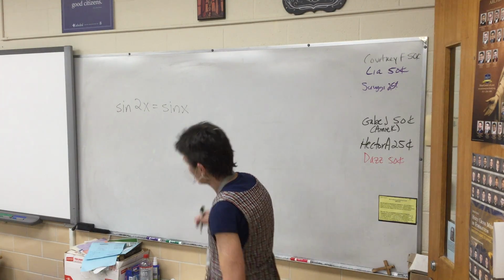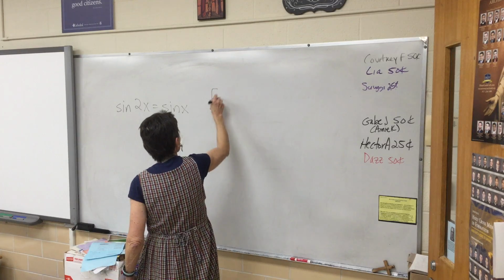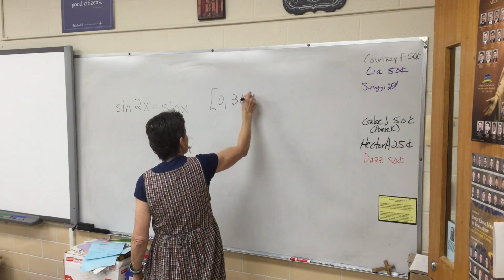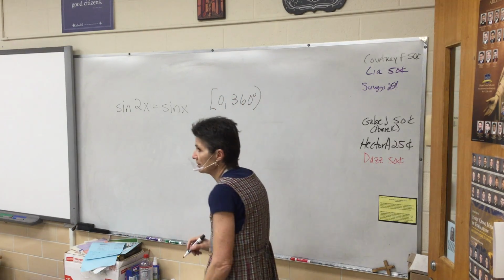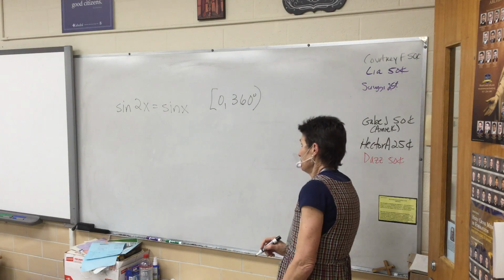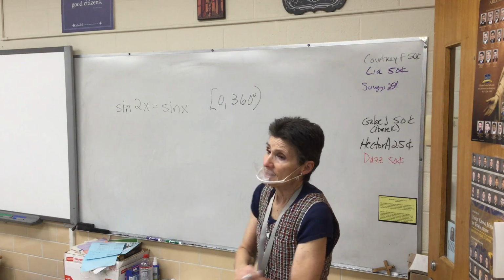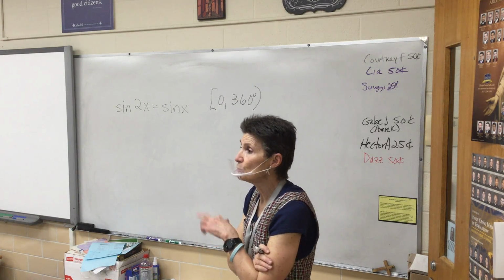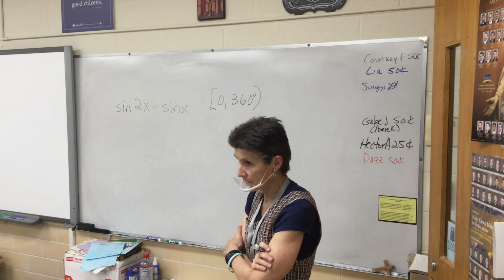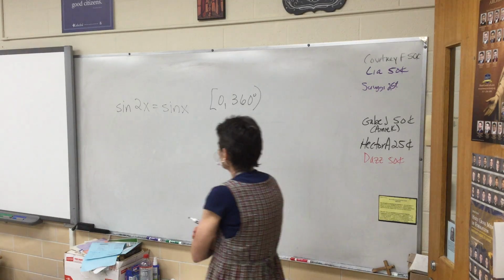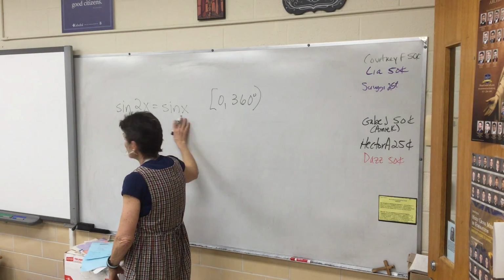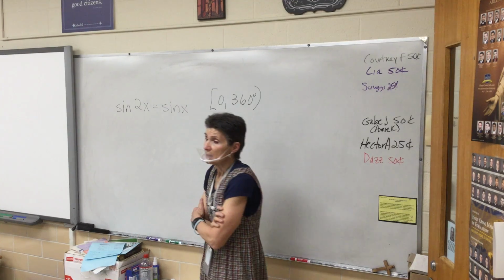How do I know it's in degrees? What's my clue? Yep, 0 to 360. That tells me that my calculator needs to be set in degrees for this problem. All right, now, essentially, you have two variables in this equation. You have a 2x and you have a plain x.